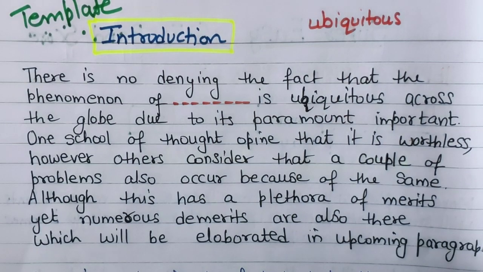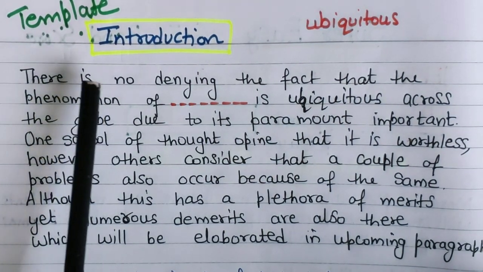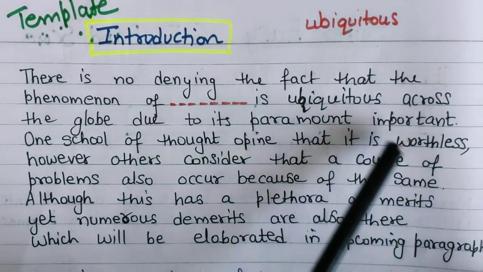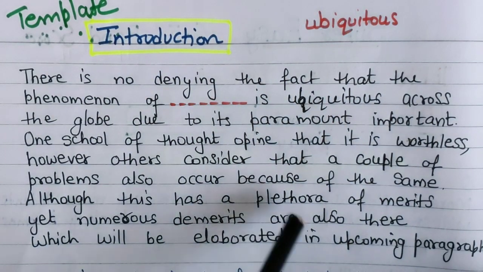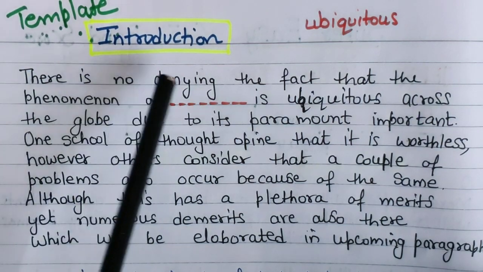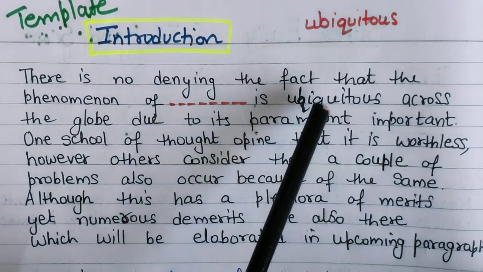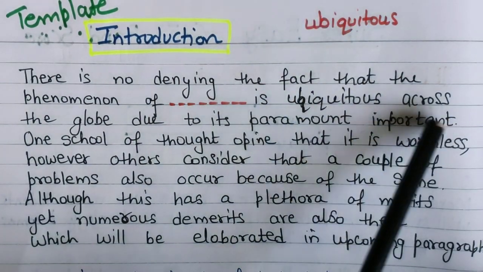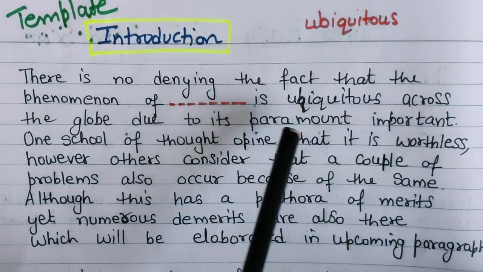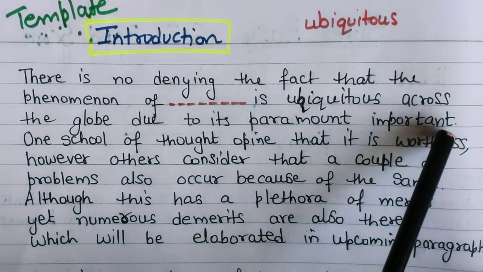Now let's read the template for introduction. So here you can see only the black one, this is all template, only you have to write your own point here. So there is no denying the fact that the phenomenon of dash is ubiquitous, meaning everywhere present across the globe due to its paramount importance. So important or importance, it is there.